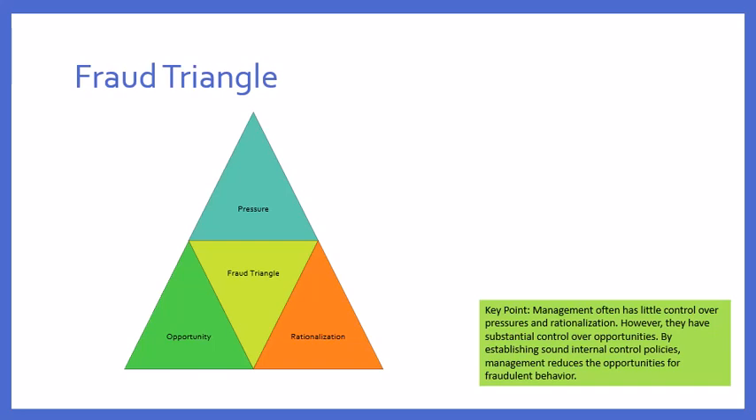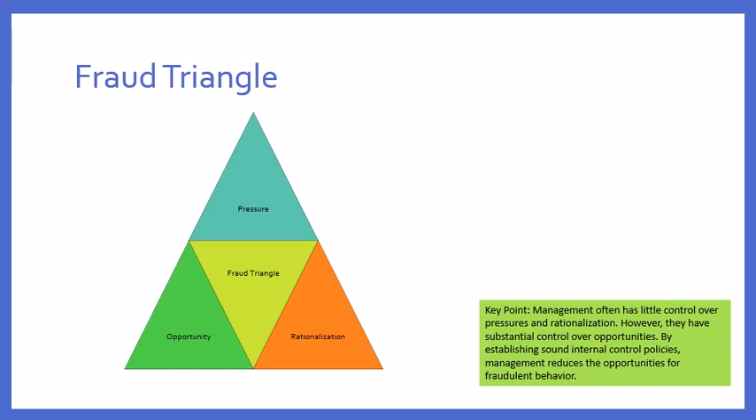And the last piece is rationalization. The employee has to be able to rationalize their fraudulent behavior, and employees can find countless ways to do this. They might say, well, the company makes so much money that they'll never even miss this. Or maybe they think, this company's been underpaying me for years, so they basically owe me this money anyway. Fraudsters will find all sorts of ways to justify their bad behavior.